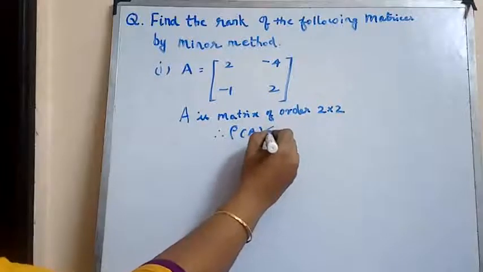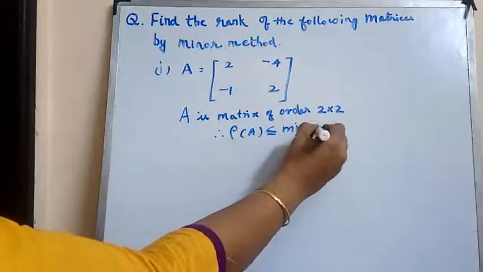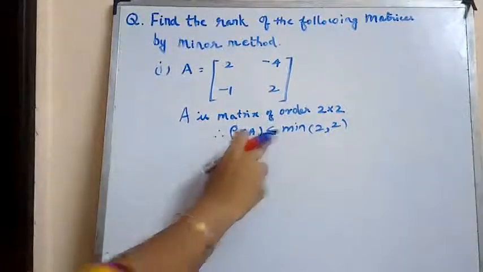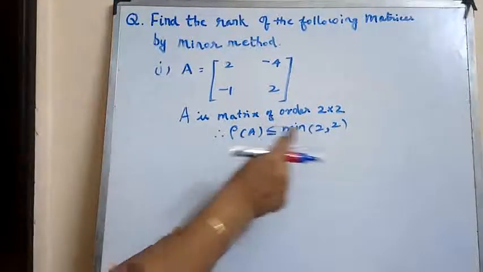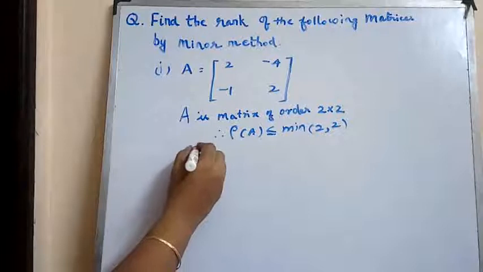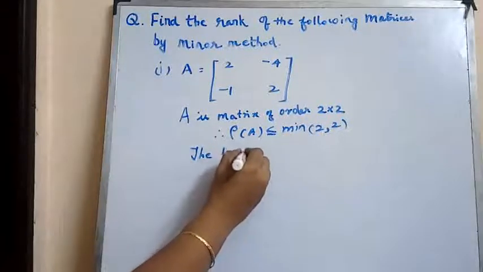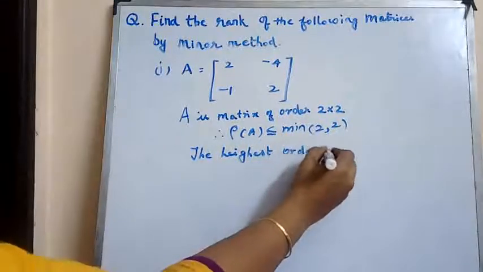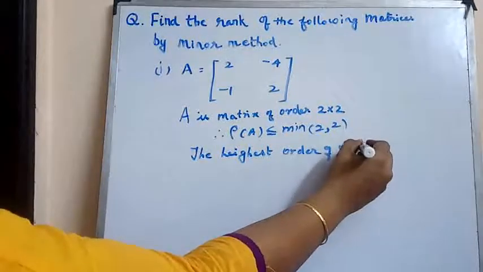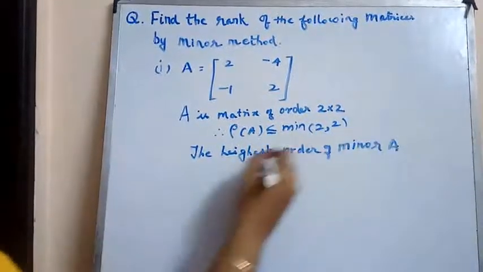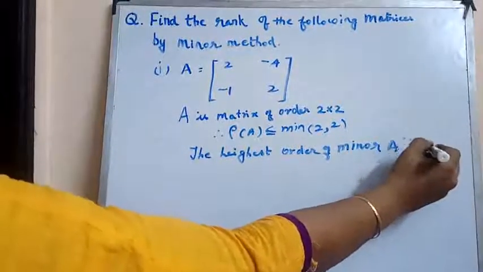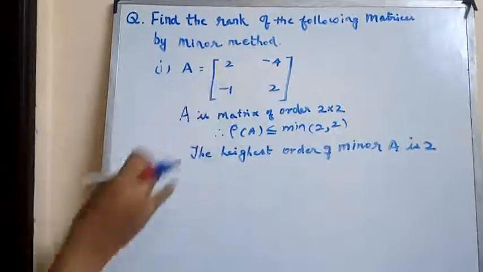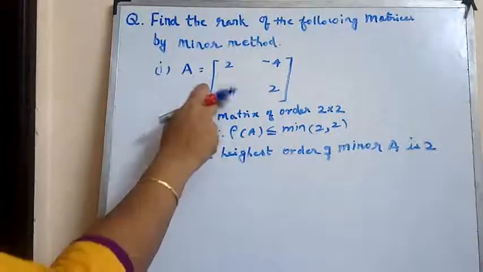is less than or equal to minimum of 2, 2. So the order, so 2, 2. So it should be less than or equal to the minimum of the order of the matrix. So the highest order of minor of A is 2. So the highest order of the minor means a part of the matrix, the given matrix. So here the highest order is 2.